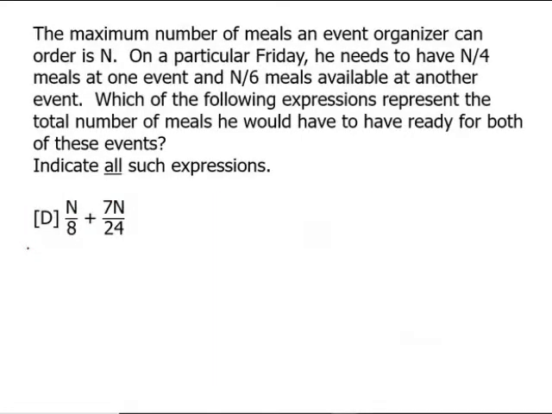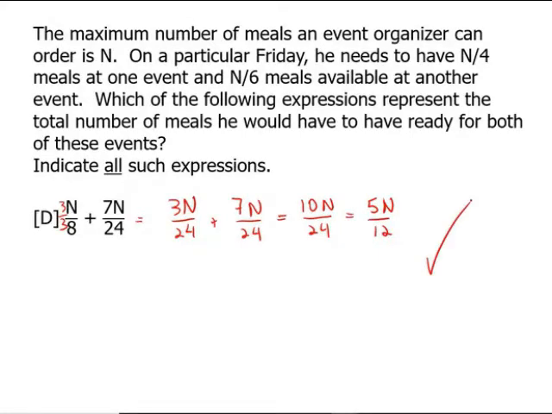Now let's look at D. The least common multiple of 8 and 24 is 24, so we're going to multiply by 3 over 3. This will give us 3n over 24 plus 7n over 24. 3 plus 7 is 10. We get 10n over 24. Cancel a factor of 2. We get 5n over 12. This one actually works. So D is one of the answers.